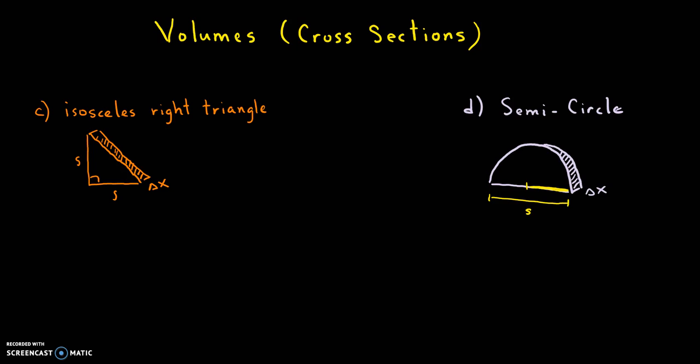Alright, so in this video we're going to look at some more cross sections. We're going to look at these two shapes here. So part C, we have the isosceles right triangle. So let's go ahead and find the volume for this figure here.